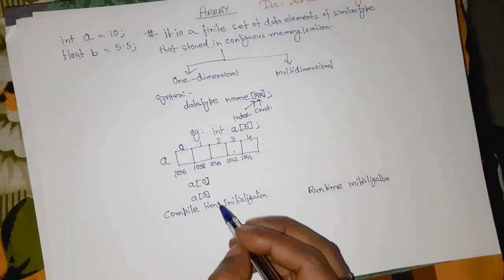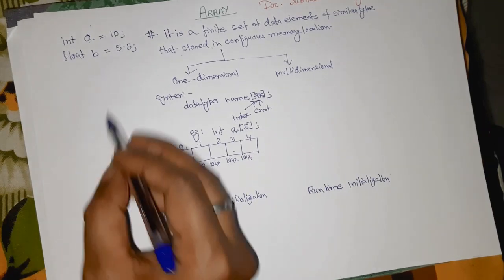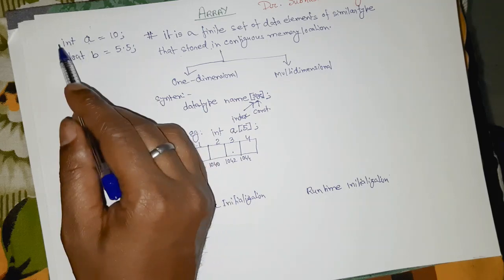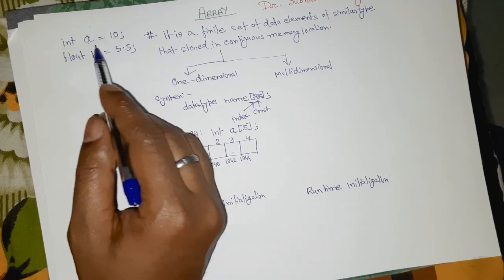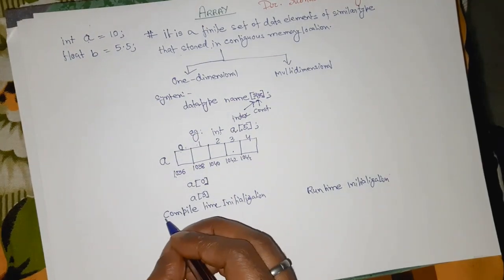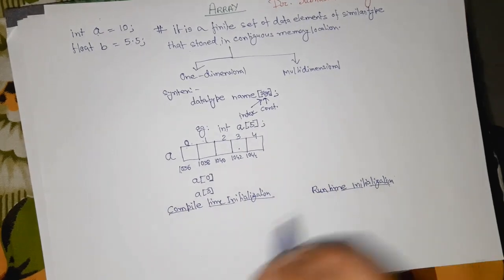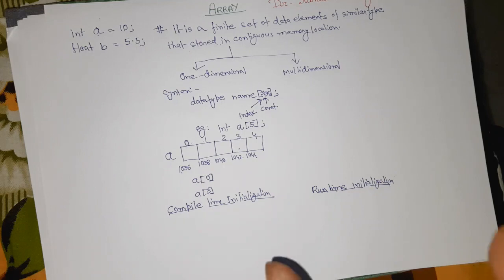So as such, we know that at the time of declaring variables, if you assign some values, such kind of initialization is done at compile time. Similarly, in the case of an array also, at the time of declaring, if we assign some values, we can call such initializations compile time initializations.